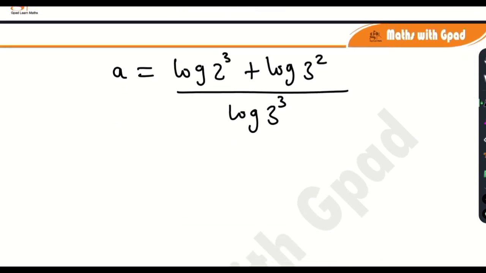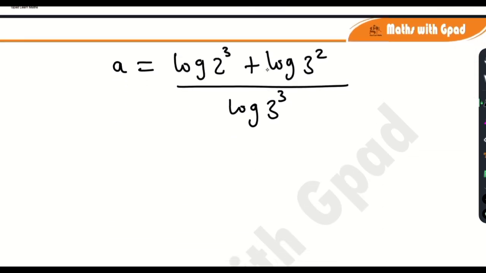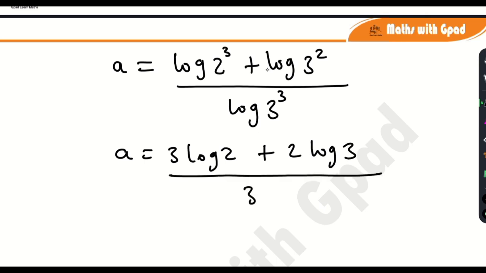Using one of the laws of logarithm, again, as I used before, 3 comes to the front of the logarithm, same as this 2 and same as this 3. Okay, let's do that right away. There's going to be 3 log 2 plus 2 log 3, all divided by 3 log 3.